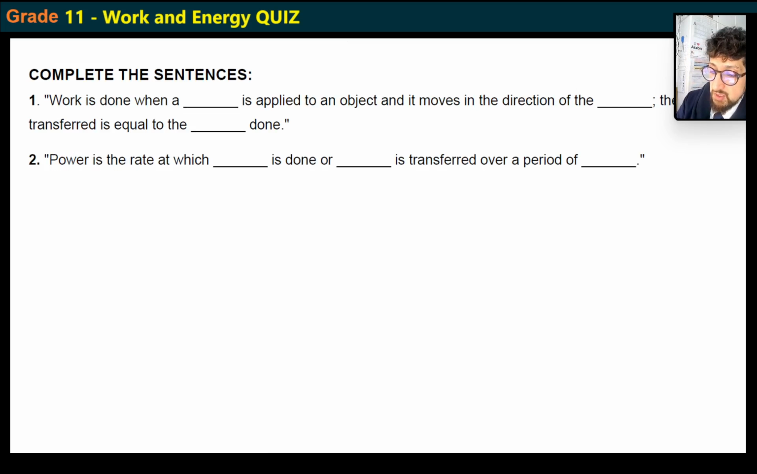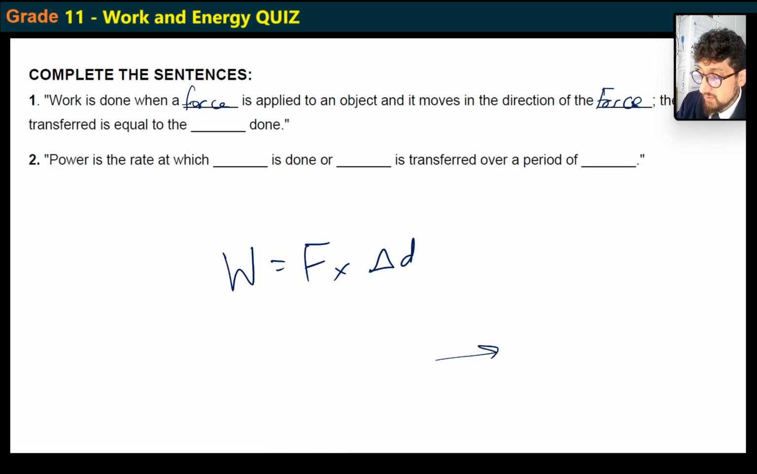Work is done when what? So the work is force times displacement, right? So work is done when force is applied to an object and it moves in the direction of the force, okay? That's important as well. So obviously, if I apply force this way and the displacement is also this way, then positive work is done. Otherwise, if they're opposite to each other, then negative work is done. And if they are perpendicular to each other, zero work is done.